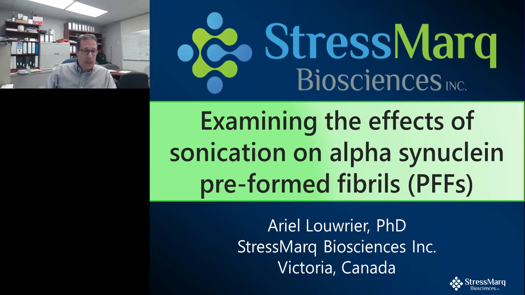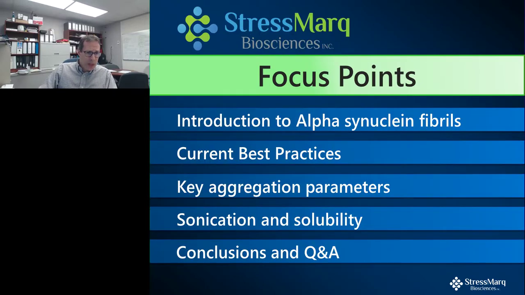The sonication process itself has been found to be absolutely instrumental in a successful outcome in terms of experimentation. However, the effects of sonication themselves are still a little bit of a mystery. So I'm going to start initially with an introduction to alpha-synuclein fibrils, and look at some of the current best practices, followed by some information on the key aggregation parameters, and then look at some of the information that we've generated in terms of the sonication and, in fact, the solubility of those fibrils, and finally run through some of the conclusions.